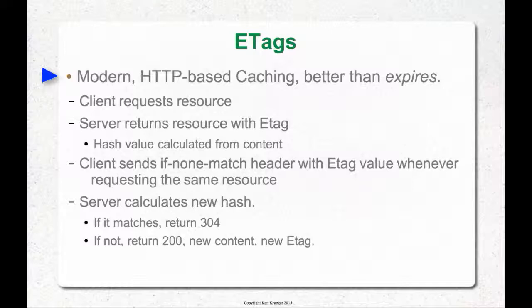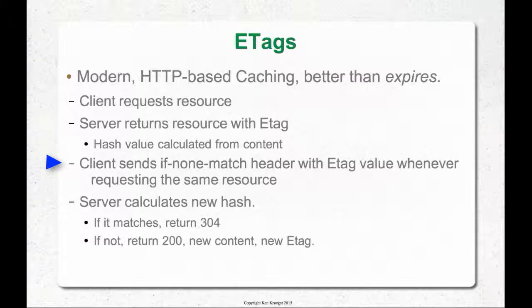ETags work like this. First, the client requests a resource. When the server returns the resource, it also sends back an ETag header in the HTTP response, and that header has a value associated with it. The value is typically a hash code, which has been calculated based on the response body content. The ETag uniquely identifies the response body content to both the server and the client. And both the server and the client would store the ETag value associated with the URI and the content.